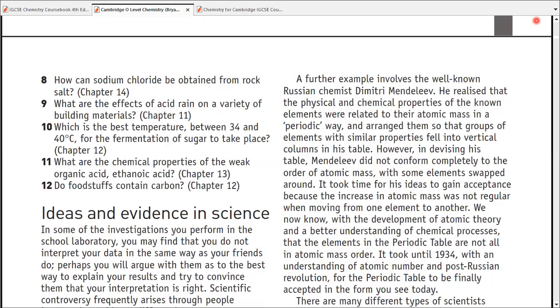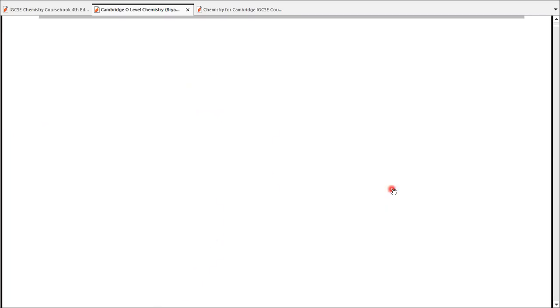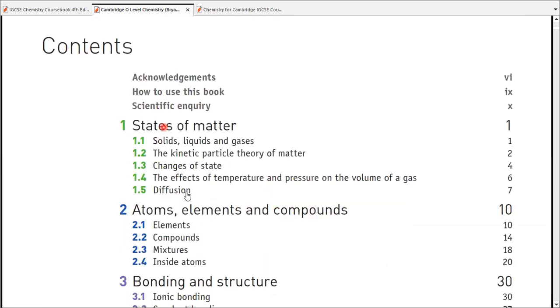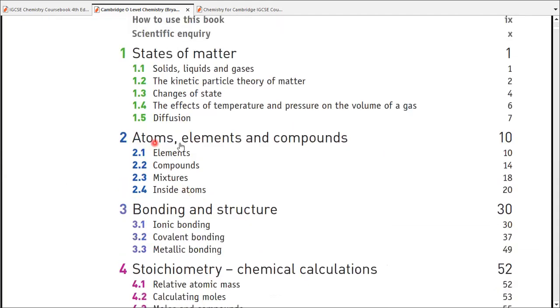If I talk about the Cambridge O-level chemistry book, which we are currently using for O-level students, then according to what's given here, we would be covering number 1, states of matter, everything that was a part of the first half of chapter 2, and then atoms, elements, and compounds, everything that was there for the second half of chapter 2.